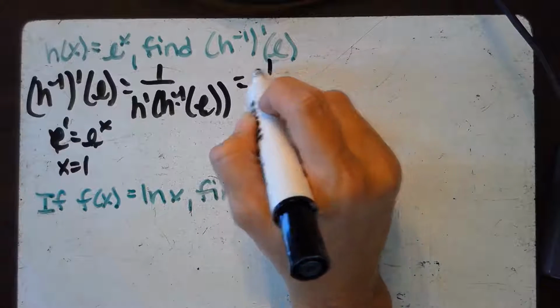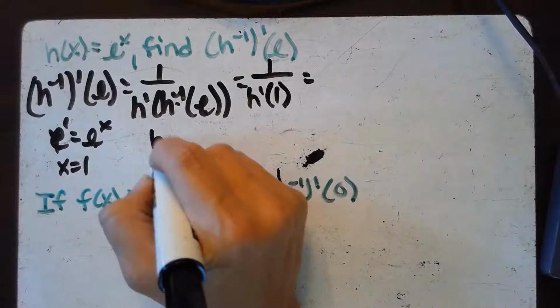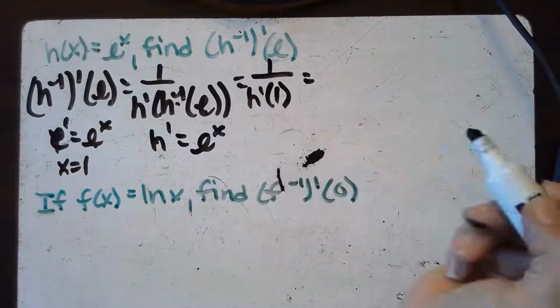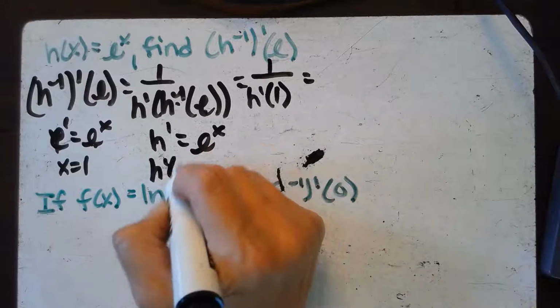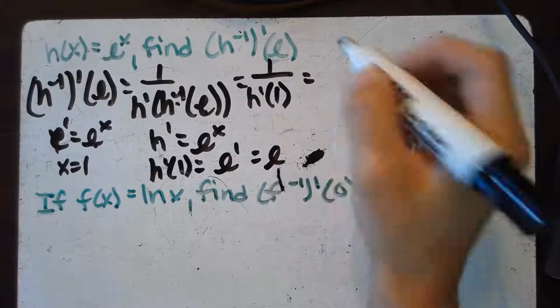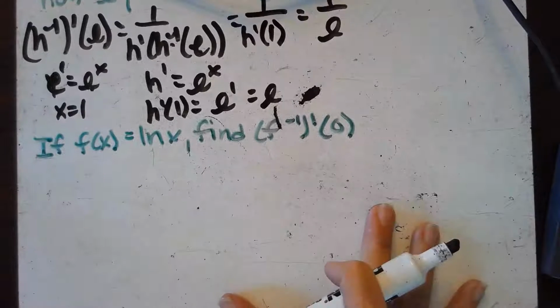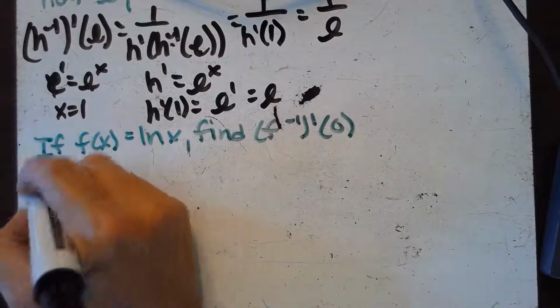So this makes 1 over h prime of 1. h prime is just e to the x. And when I find h prime of 1, that's e to the first, which is just e. So it's 1 over e. And then lastly, this one right here.